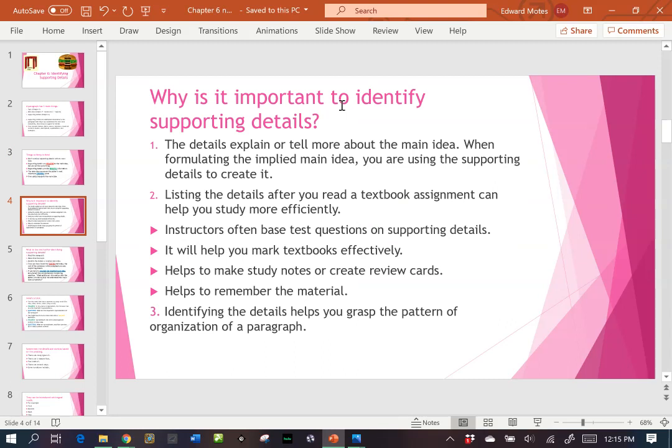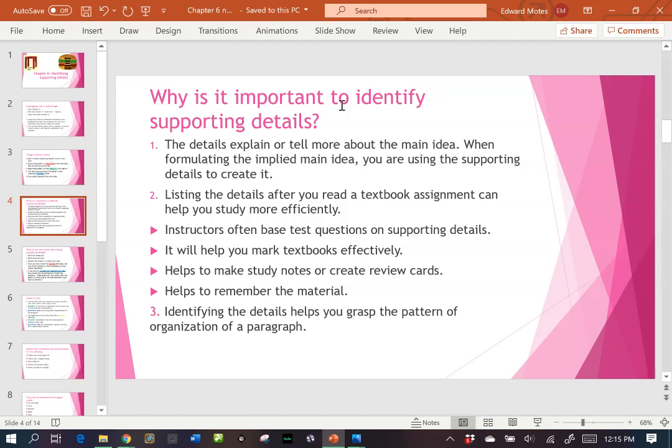So, why is it important to identify supporting details? One, the details explain or tell more about the main idea. So, when formulating the implied main idea, you are using the supporting details to help create it. So, you might have seen that.